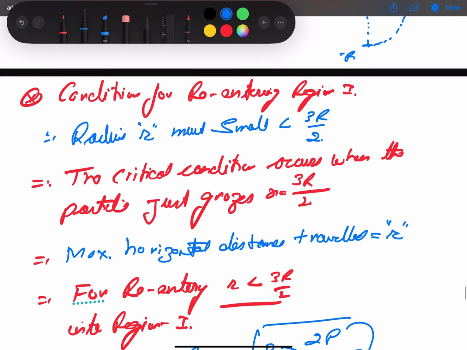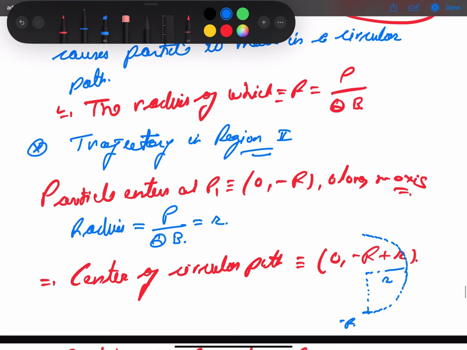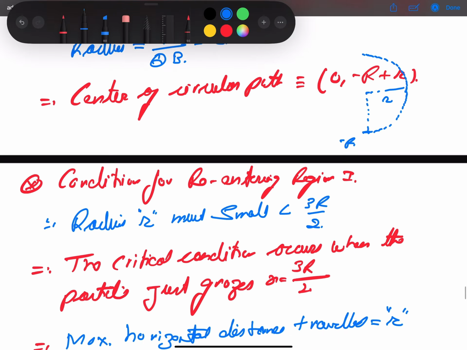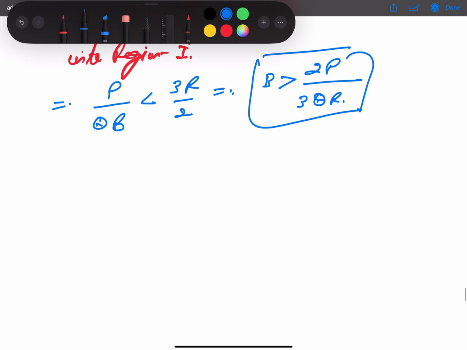So let me check, 2/3. So option C is correct for the condition of re-entry. Okay, option 3 is correct.